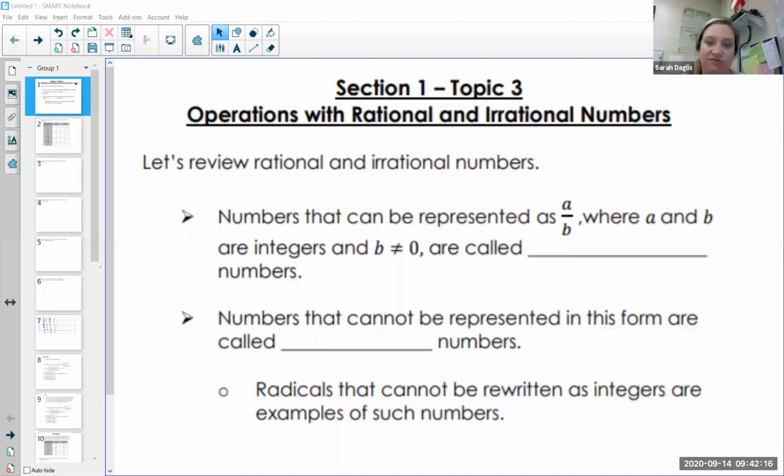Operations with rational and irrational numbers. So we need to talk about what a rational and irrational number is. A rational number can be written in the form of a fraction where A and B are integers. Integers are whole numbers that are negative and positive, and also the number 0, okay? So if I can write it as a fraction, like 1/2, 7/9, something like that, then it is going to be a rational number, okay?